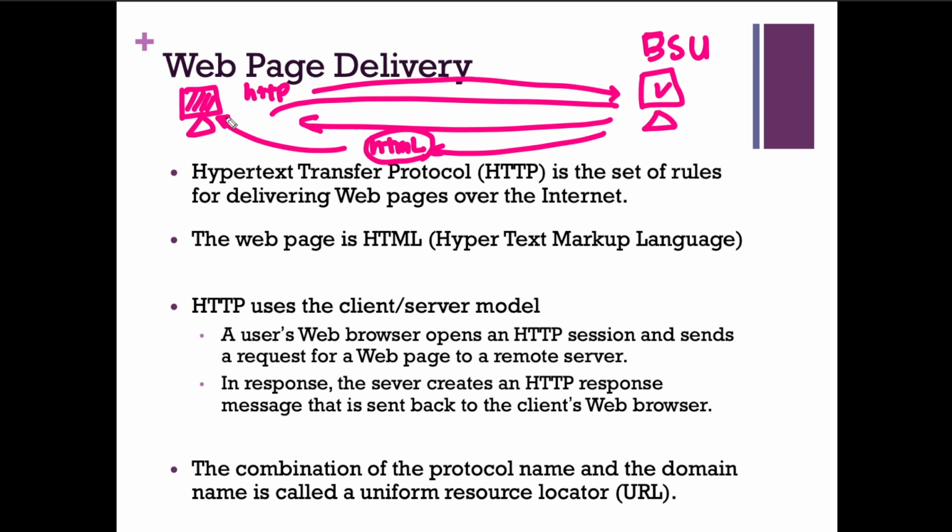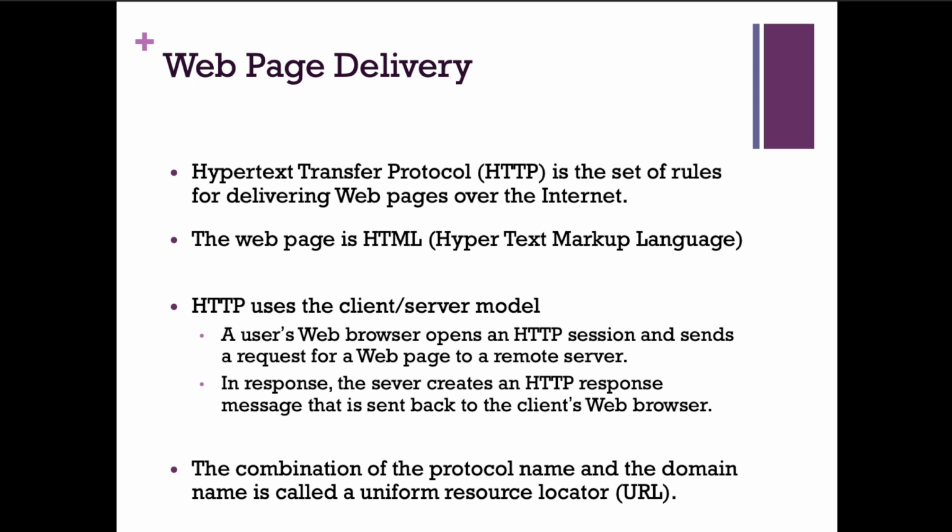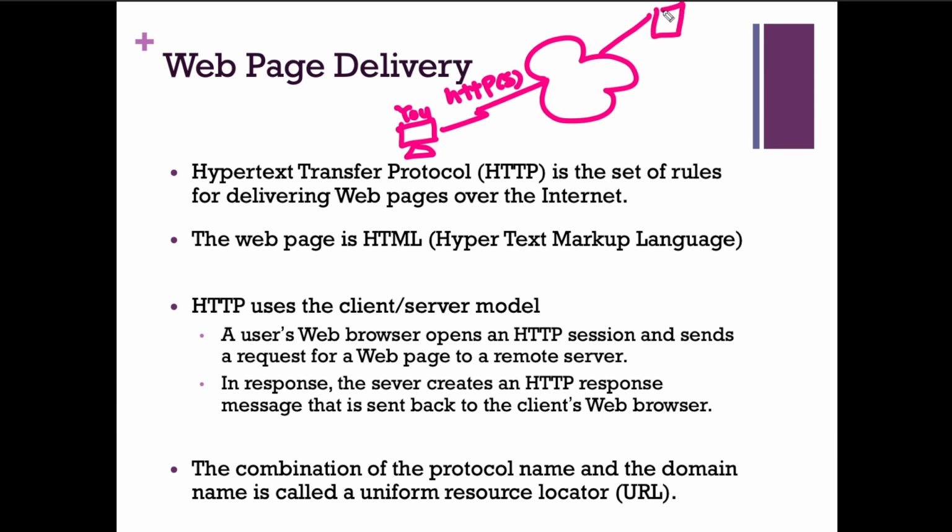So let me delete this one. Let's go from the internet here, and your computer is interconnected to the internet here. So this is you. And with the HTTP protocol or HTTPS, you can go anywhere. So Facebook, you can go to YouTube, you can go to Instagram. So how does each of these servers know where to go?